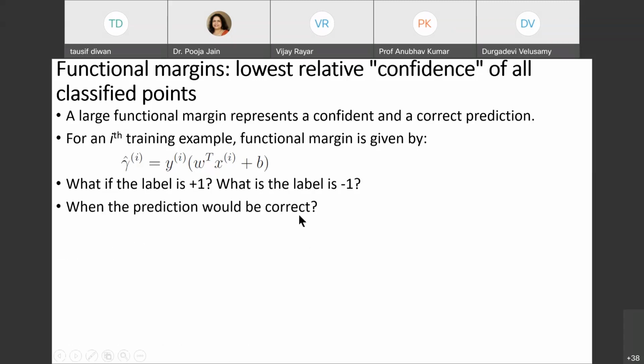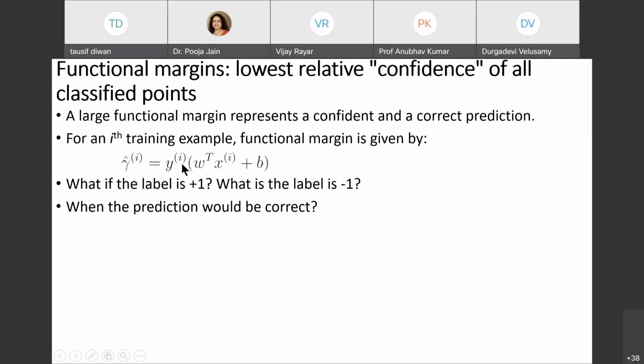When would the prediction be correct? See here, when this entire expression is positive, only then can we say that this prediction is correct, because when the label is +1, we want this expression to be positive. So positive multiplied by positive is greater than 0.